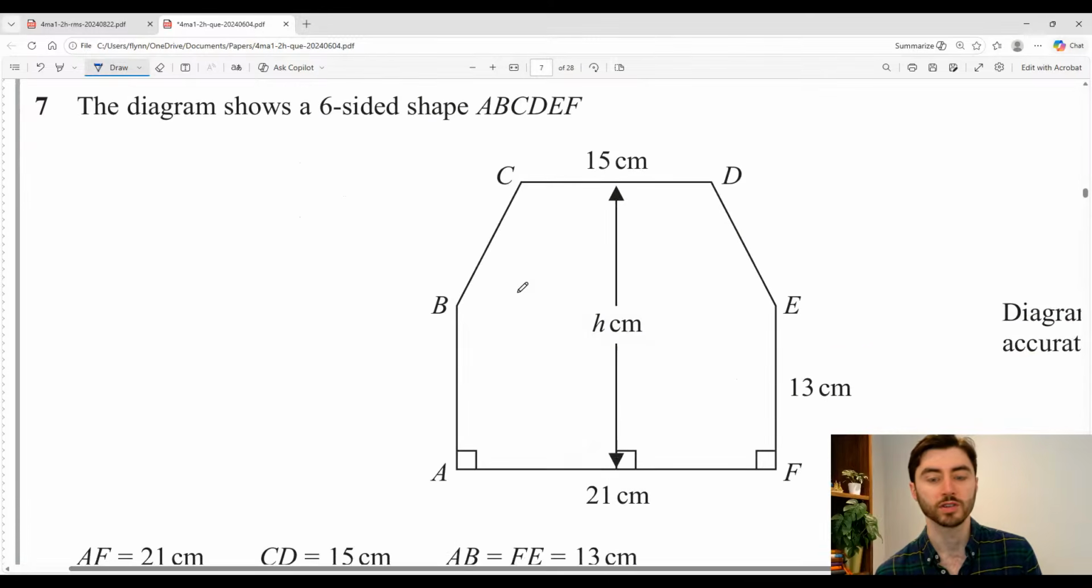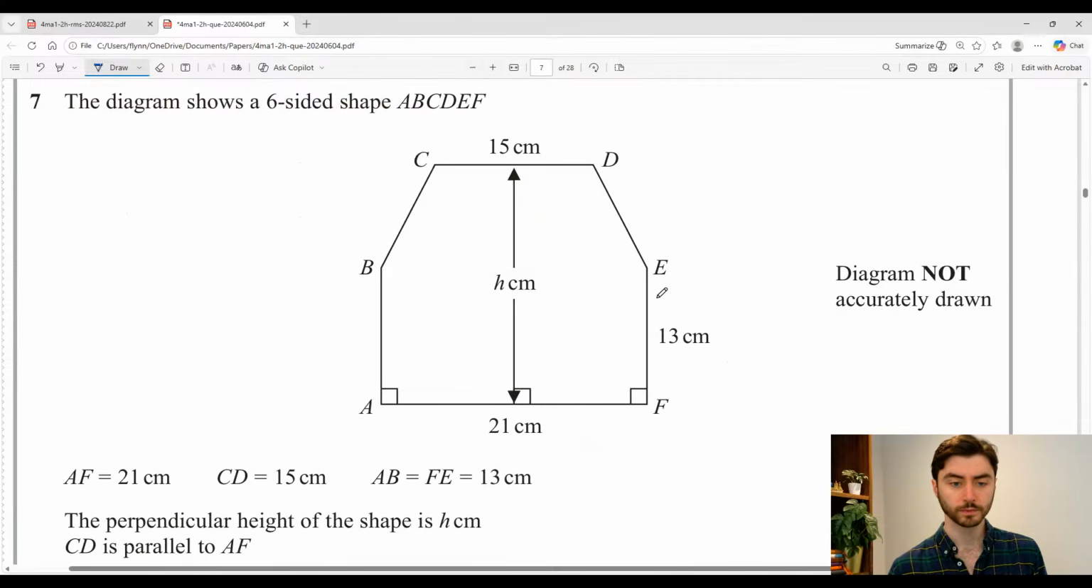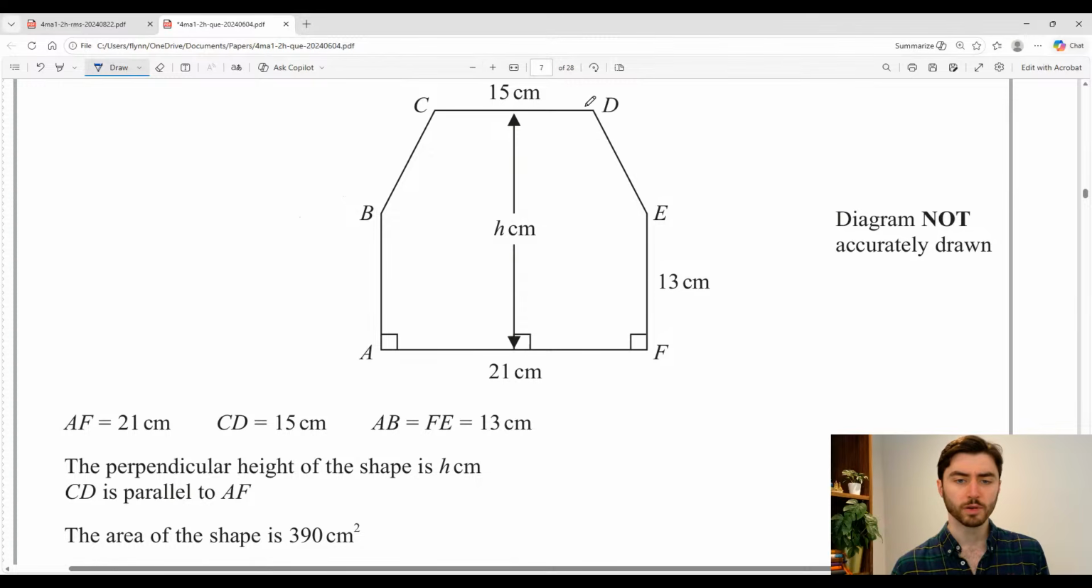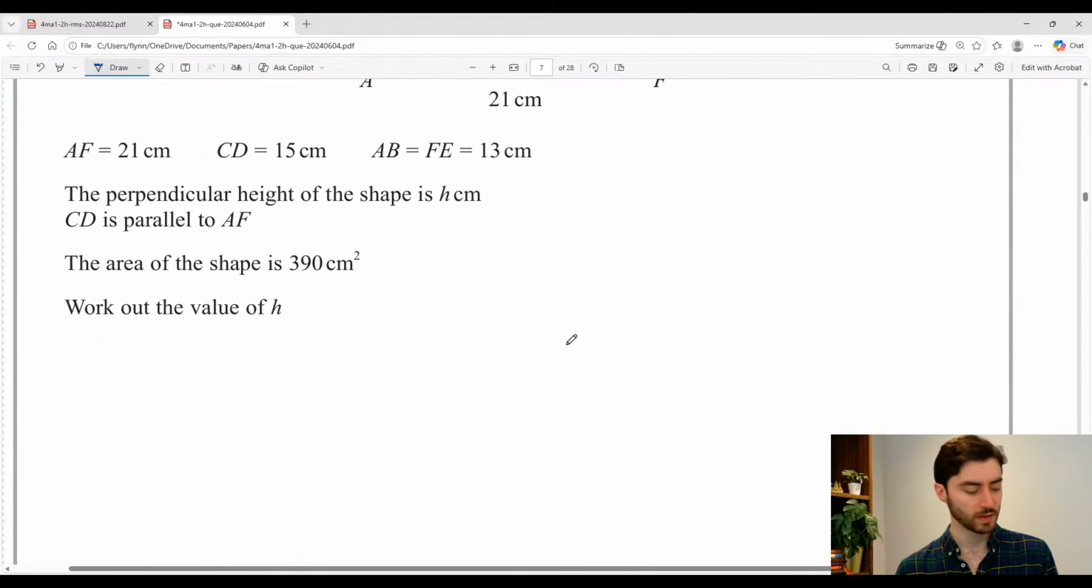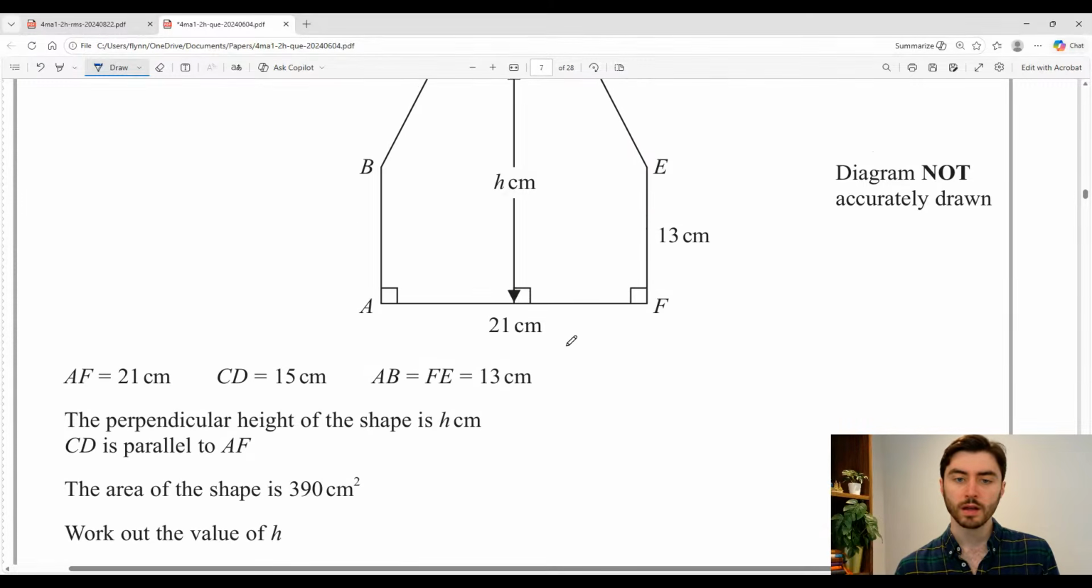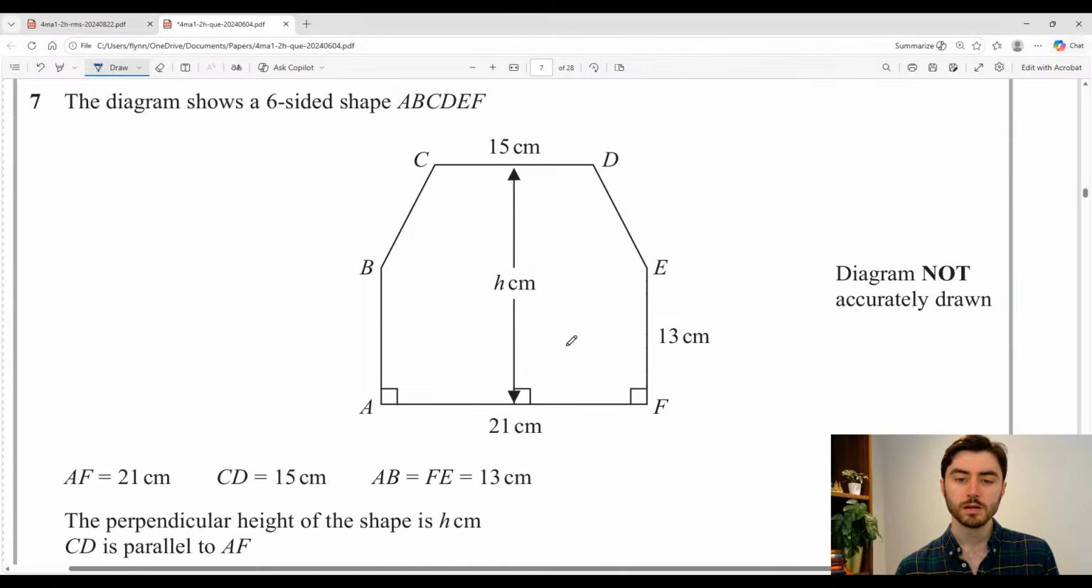Here, we've got a shape. This looks like a fun shape. So we have the perpendicular height is h, CD is parallel to AF, and the area is 390. Six-sided shape, work out the value of h. Okay, so AF is 21, CD is 15.